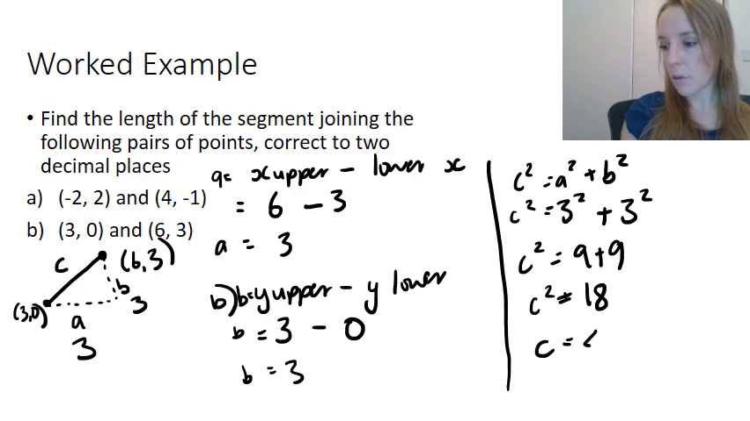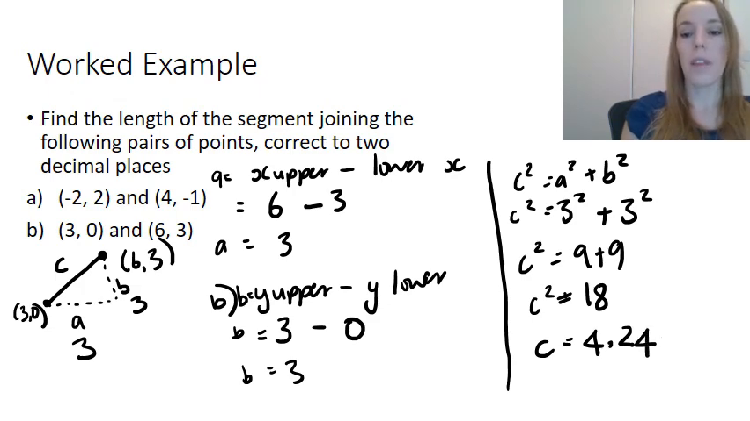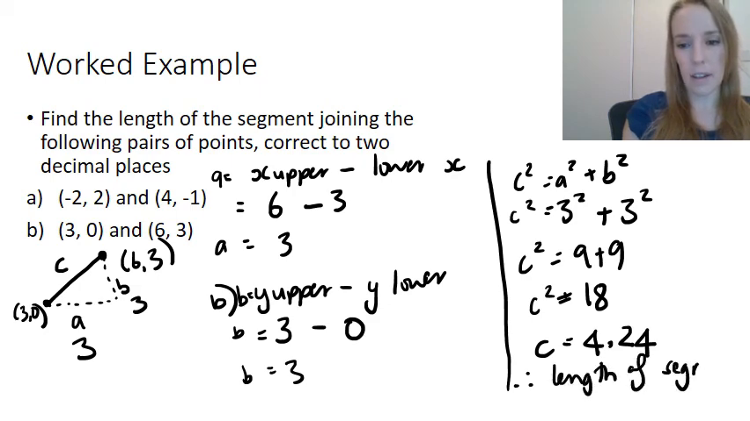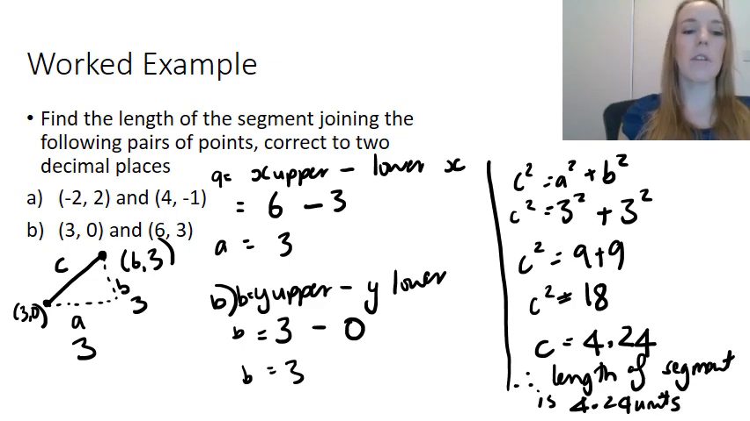So it equals 4.24264. 4.242 rounded to 2 decimal places is 4.24. So therefore, the length of the segment is 4.24 units. And that would be how you would calculate it.